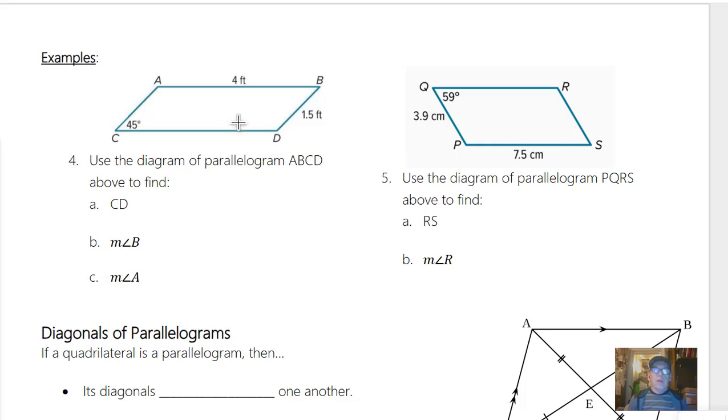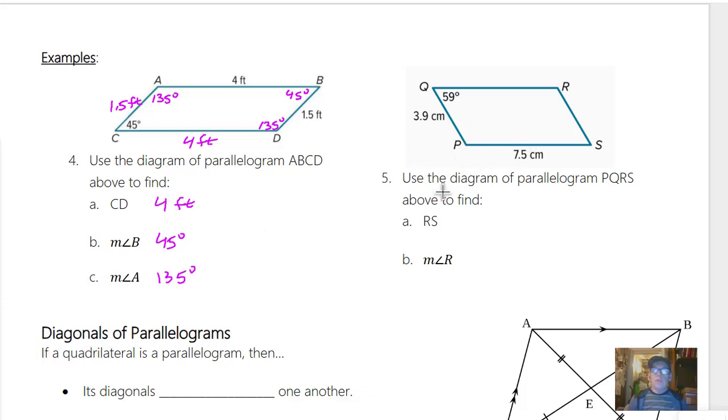So we want to find these different lengths. Opposite sides are congruent. That's going to be 4 feet. Opposite angles are congruent. That's going to be 45 degrees. Same side interior is supplementary. That's going to be 135 degrees. Opposite angles congruent, that's 135 degrees. Opposite sides congruent, 1.5 feet. So CD is 4 feet. Now, if units are given, you should use units. Measure of angle B, 45 degrees. Measure of angle A, 135 degrees.